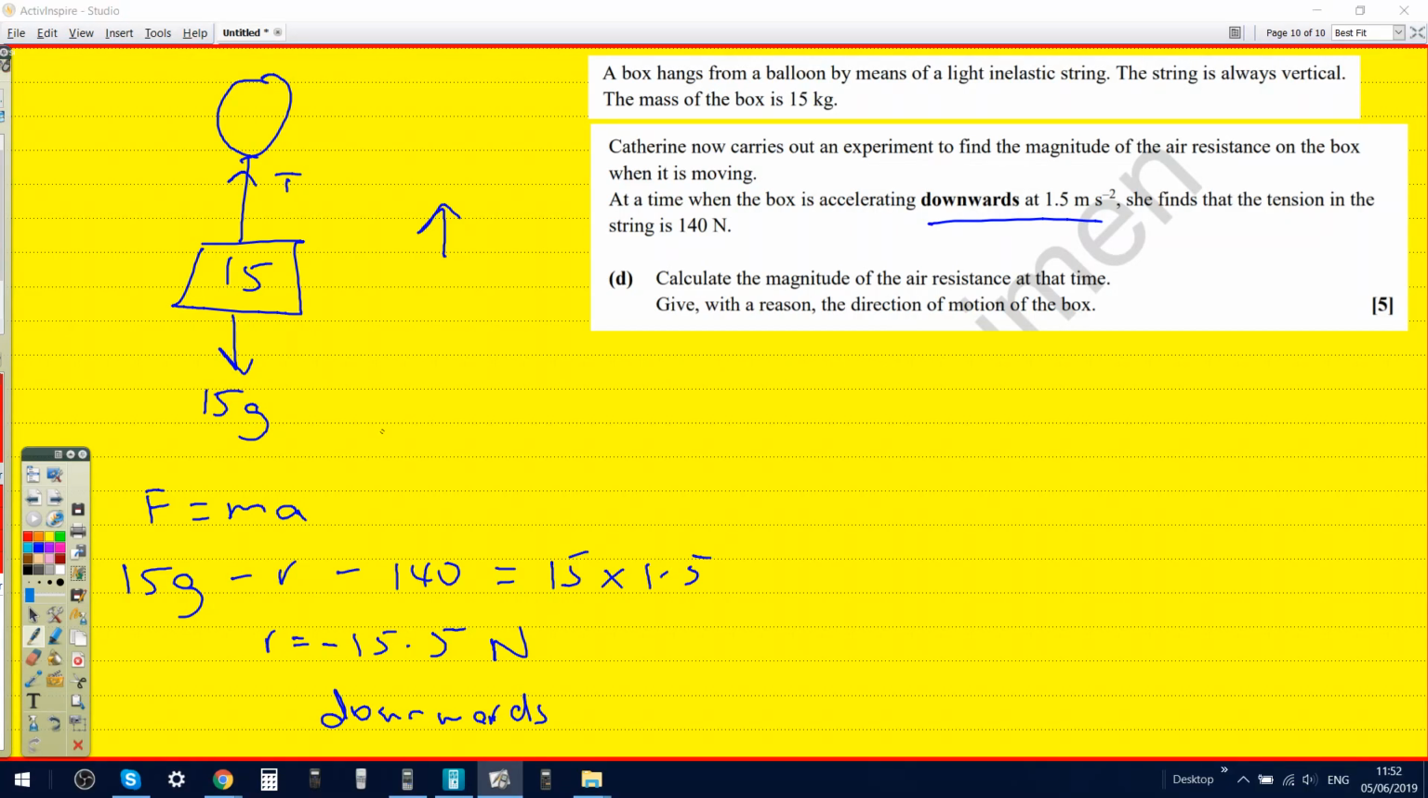Wait, so what were we actually trying to find? Oh, so R is downwards, so the box is going upwards. Oh, so the box is slowing down. Yeah. And if the resistance is down, then it must be going the opposite direction. Yeah, that makes sense.